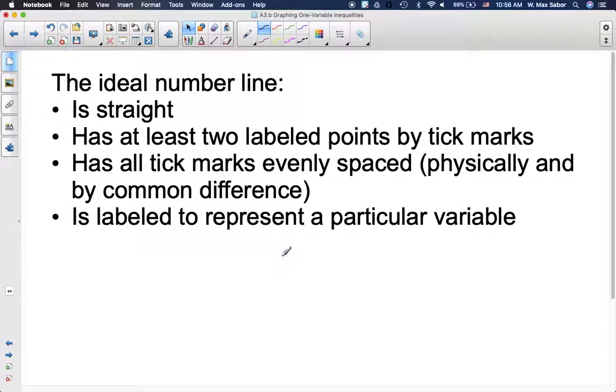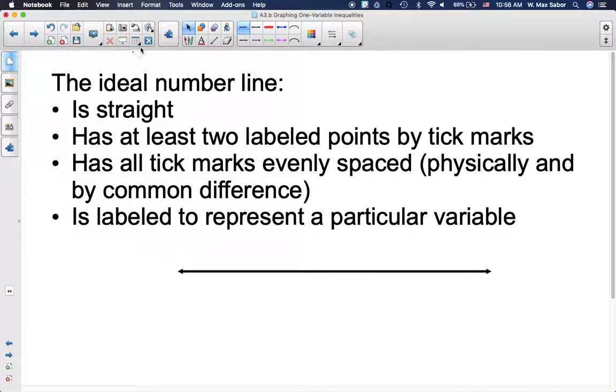So the ideal number line is straight. It has at least 2 labeled points by tick marks, has all tick marks evenly spaced physically and by common difference, and is labeled to represent a particular variable. So an example of what this looks like is we have a number line. It is straight. We want to have some evenly spaced tick marks. I'm eyeballing it, but ideally you'd have a ruler or graph paper.